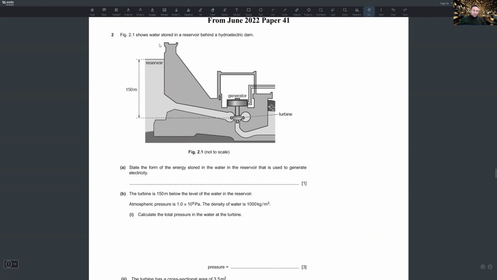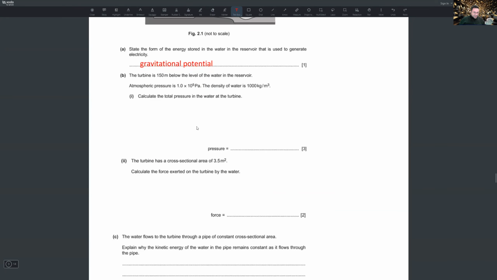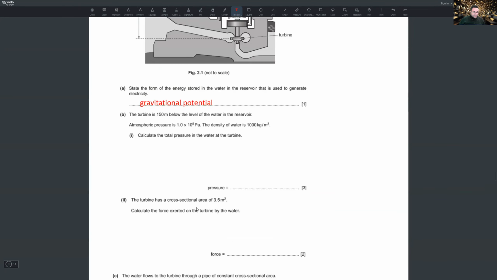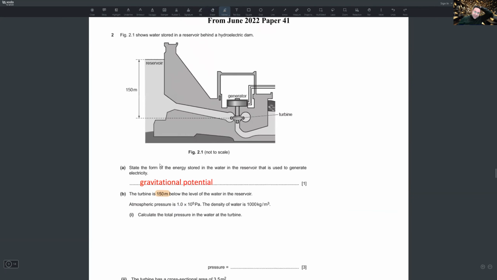طيب يلا. Figure 2.1 shows water stored behind the reservoir in a hydroelectric dam. State the form of energy stored in the water in the reservoir used to generate electricity. عشان it's high up. We already answered this question earlier. هنقول gravitational potential energy. Done. This is just part A of the question. ما حبيتش اشيلها because part B (i) و (ii) are pressure questions. The turbine is 150 meters below the level of the water of the reservoir. فمديني height from the surface to this point.